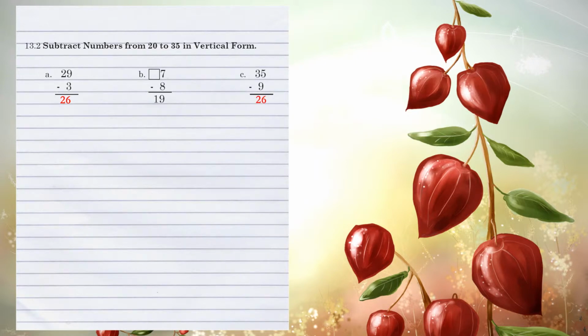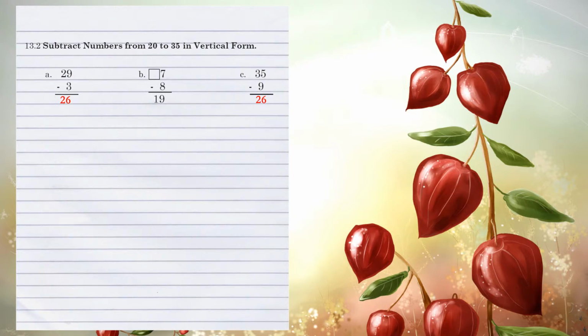Example B. We have to fill in the missing number here. So if we look at the ones column, go ahead and just follow the same process you normally do. We can't take 8 from 7. You can't subtract 8 from 7. So we had to borrow from a number over here, but we don't quite know what that number is yet. But the answer in the tens column is 1.